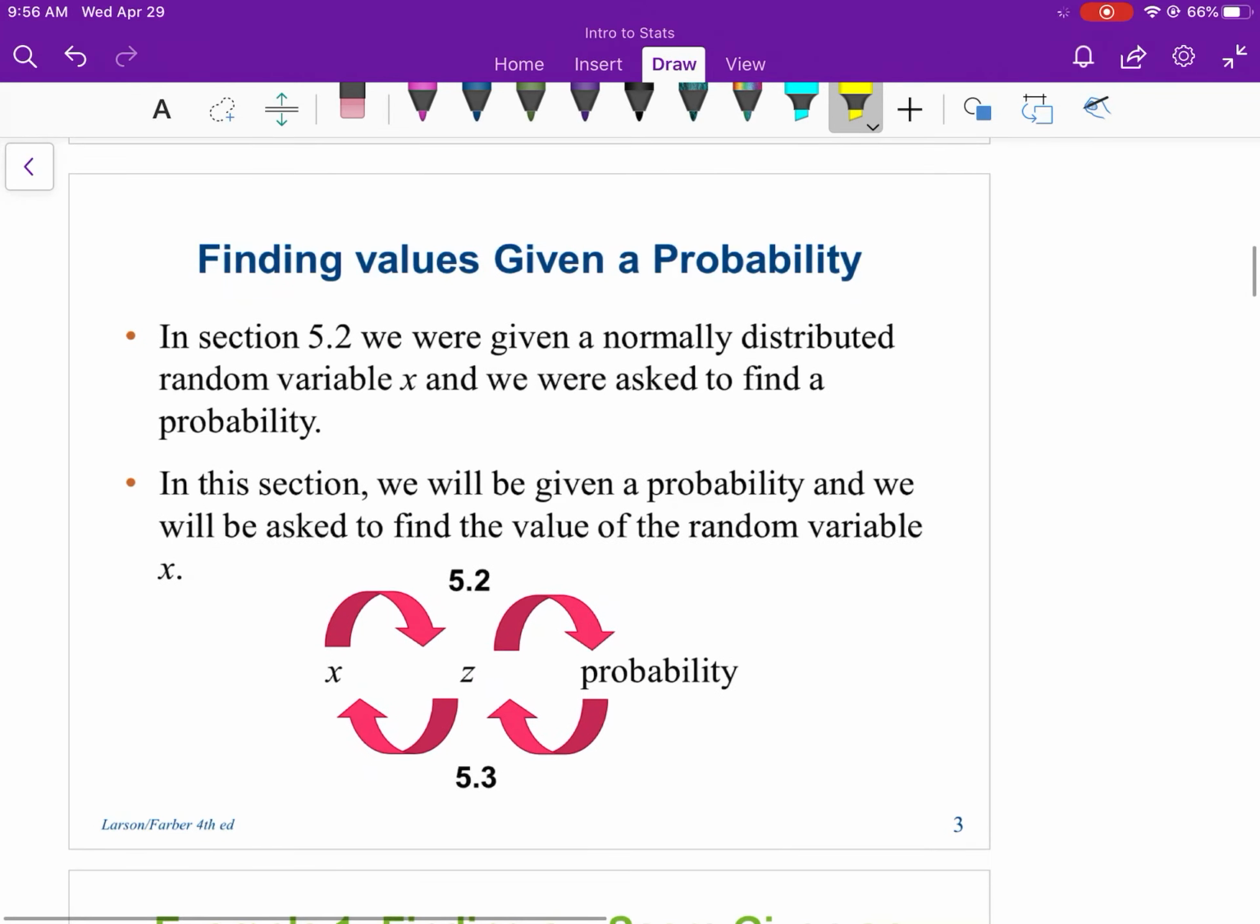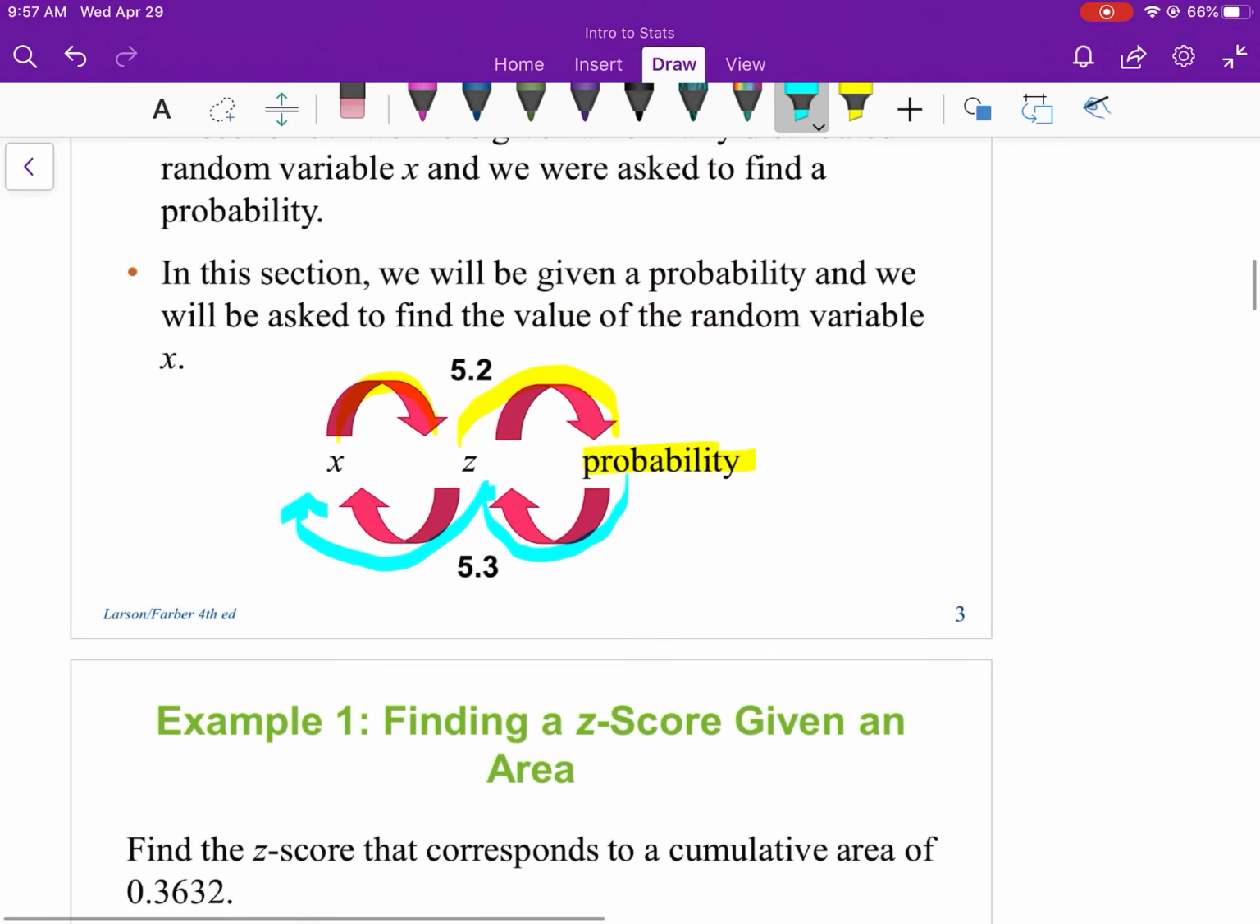So this graphic shows you what we did in Lesson 5.2. We started with an x value, you switched it over to a z-score, and then you looked up that z-score in the table to find the probability. So in Lesson 5.2, the ultimate goal was to get to a probability. In this lesson, 5.3, you're going to be given a probability. You're going to have to flip that back to a z-score, and then we find our x value. So it's the complete reverse process. So keep that in mind.